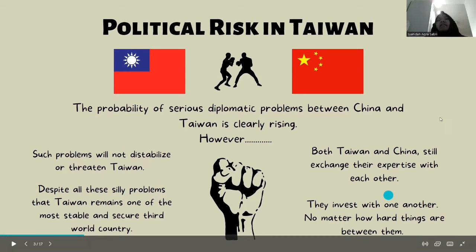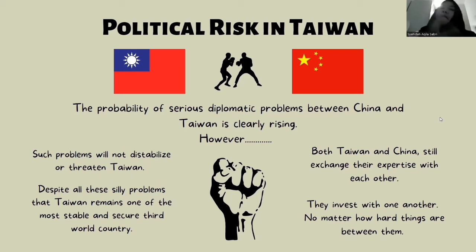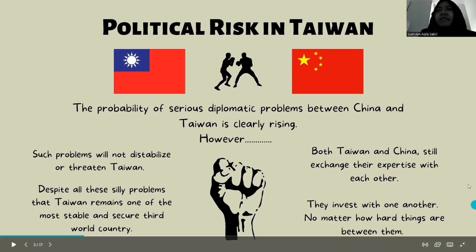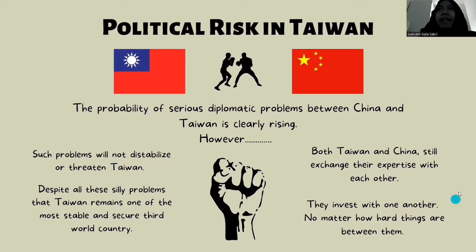And here are the reasons. Both Taiwan and China still exchange their expertise with each other and they invest with one another. So no matter how hard things are between them, they are still doing business together. So that's normal, they quarrel sometimes, but business is still business, and things keep going.